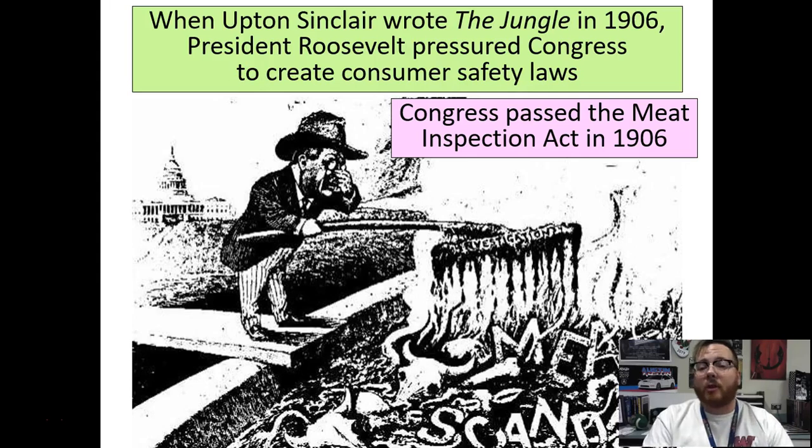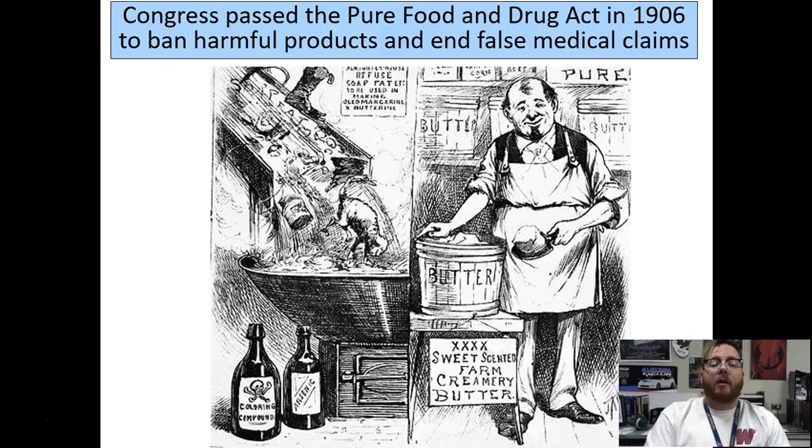Anyway, as a result of Sinclair's publication of The Jungle and President Roosevelt, these consumer safety laws included things like the Meat Inspection Act of 1906, which is exactly what it sounds like. It made it law that meat had to be inspected before it could be sold to the public. Congress passed the Pure Food and Drug Act in 1906 as well to ban harmful products and false medical claims. Here are some comics that show these sorts of things.